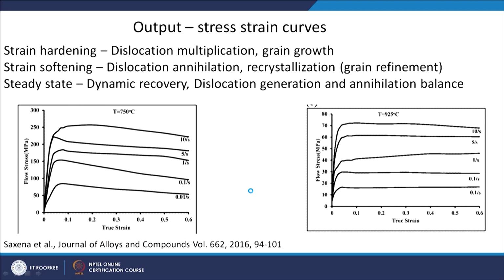And the output when you do this simulation is basically in terms of flow stress curves. As you can see, there are two flow stress curves shown here at two different temperatures at which the deformation was carried out, and the strain rates are shown here. Strain rate is increasing in this direction. So, at two different temperatures and different strain rates you get flow stress curves. And through that we try to understand what are the mechanisms involved during the deformation process.